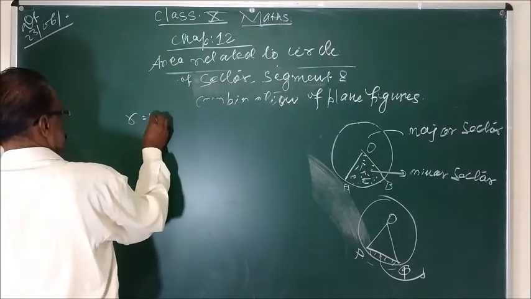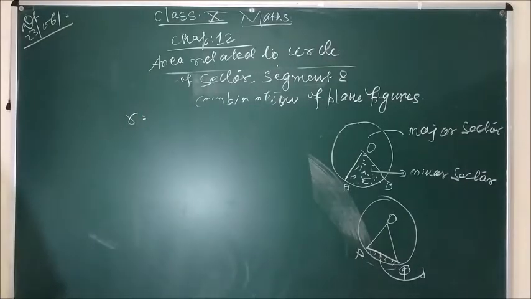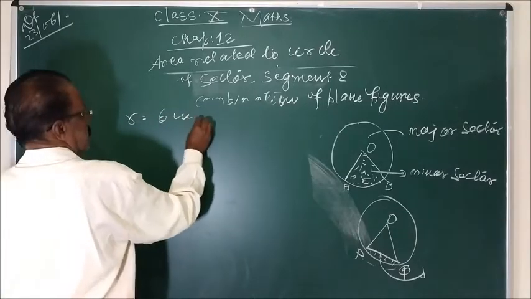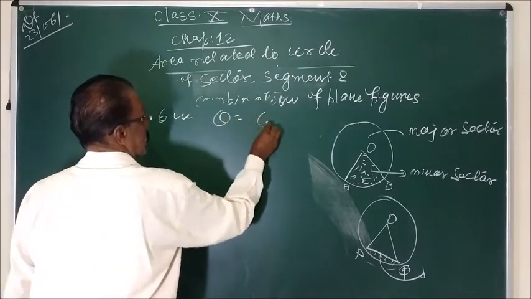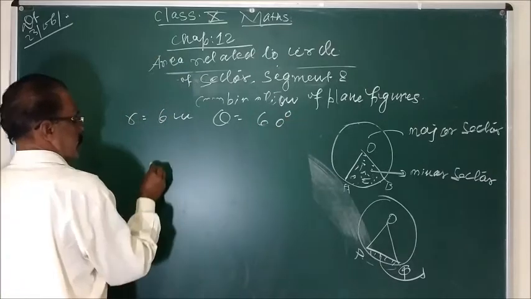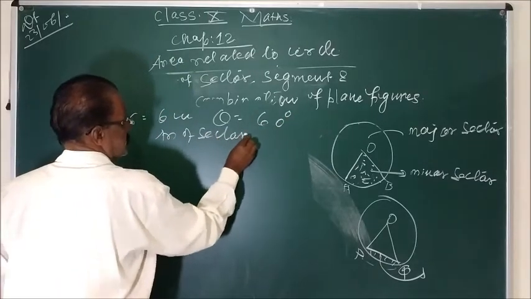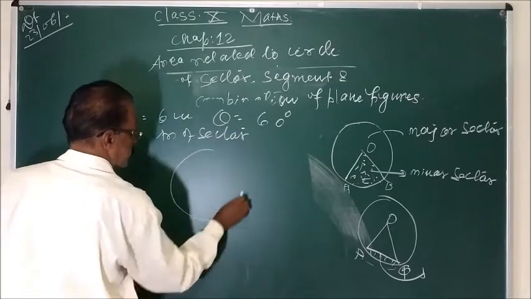Radius is given as 6 cm and theta, this angle at the center, is 60 degrees. What is the area of sector? Now you see, my dear students, so area of sector, you can draw the figure.